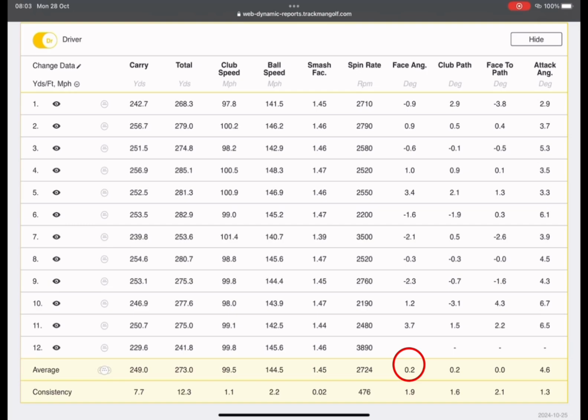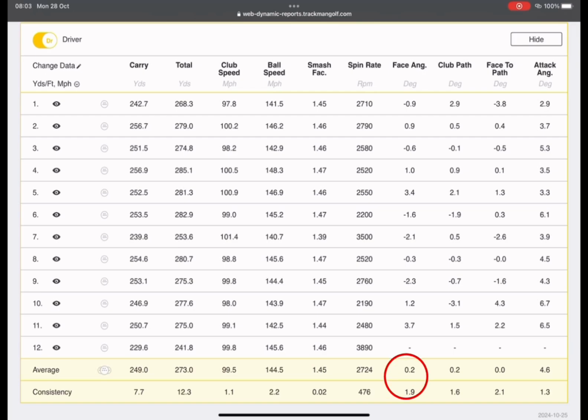Now that might sound really good, but it brings in a big miss, because that means on average your face is pointing pretty much dead at target. So if your path is to the right, you're going to hit a ball that starts at target and cuts away from target. If your path is left, the ball's going to start at target and then draw away from the target. So basically all your shots are starting at target, but then they're working away from the target, which is never what we want to see.